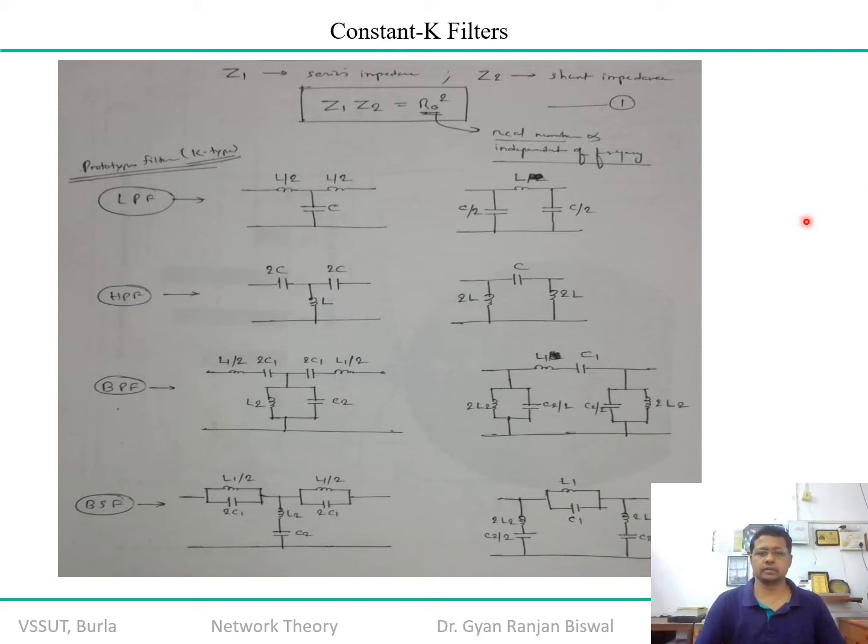As I conveyed in the beginning of the discussions, the K type filter and M derived filter are another way of classifying filters, and this approach classifies the entire design of the passive filter, or the active filter, depending on the impedance. Throughout our discussions, Z1 is a typical combination of the entire series impedance, whereas Z2 represents the shunt impedance of the filter.